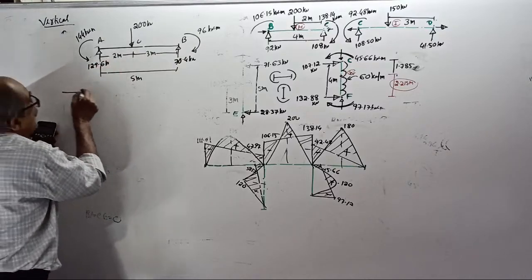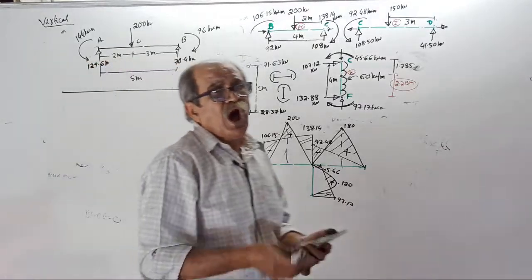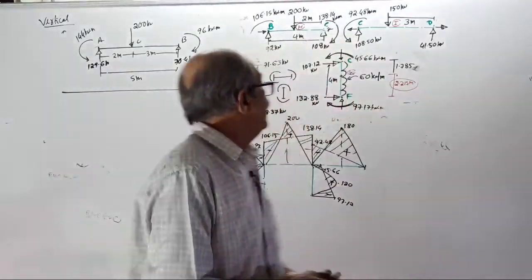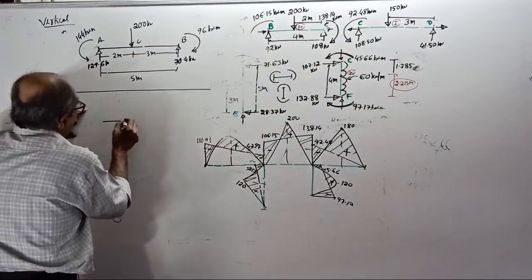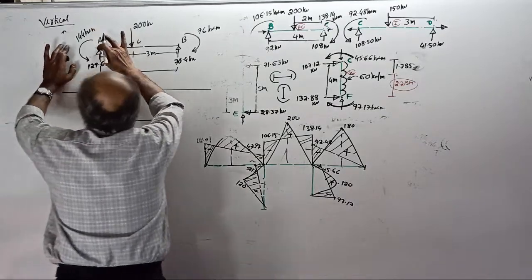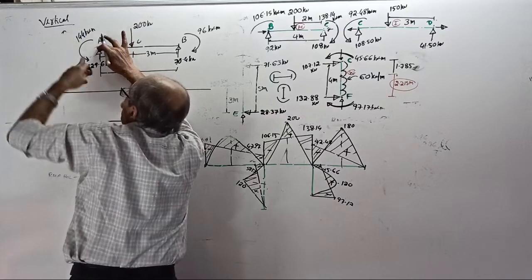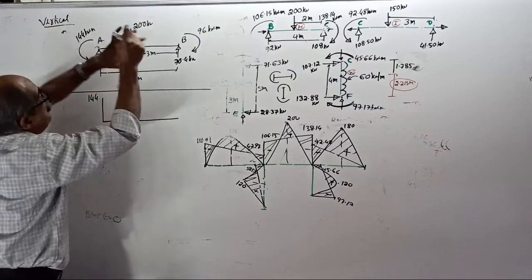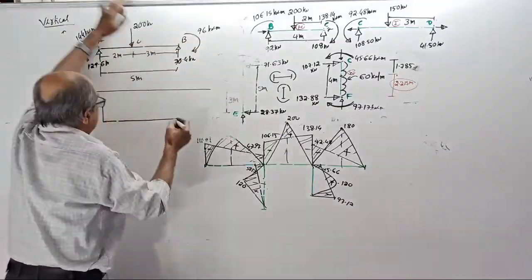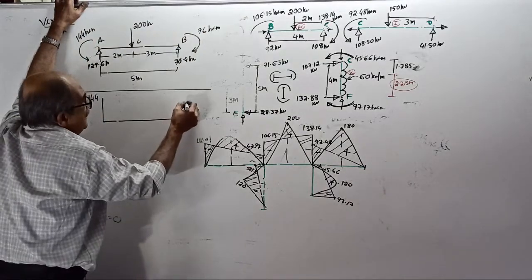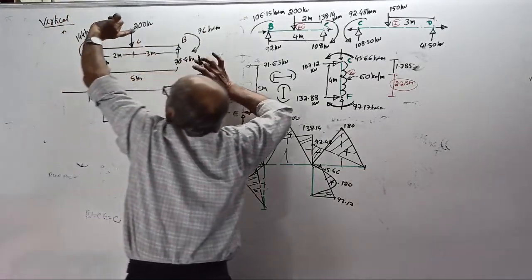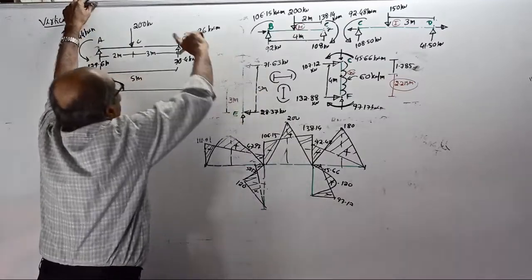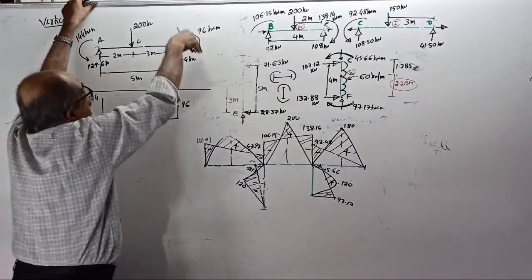Now, if you draw the bending moment diagram on the tension side, it is the correct diagram. See, I will draw. BM at A is minus 144, so hogging, tension on the upper side, 144. BM at B is minus 96, tension on the upper side of 96. BM here is minus 144 plus 129.6 into 2, or minus 96 plus 70.4 into 3.